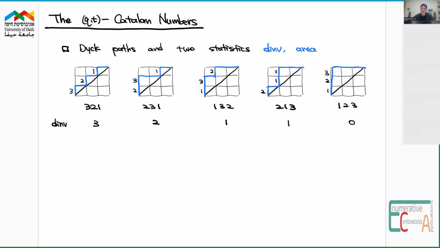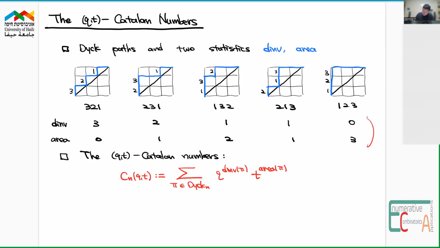It is just the number of boxes between the blue Dyck path and the black main diagonal. Since there are no boxes here between the blue one and the black one, the area is 0. And for the second Dyck path, we have a box here. There is only 1 box, so the area is 1. Okay, and we can compute all these by hand.